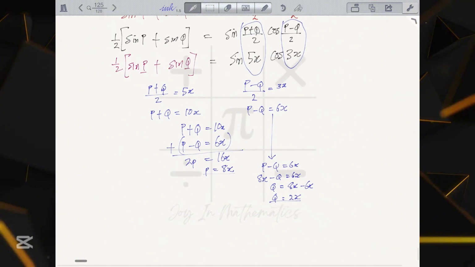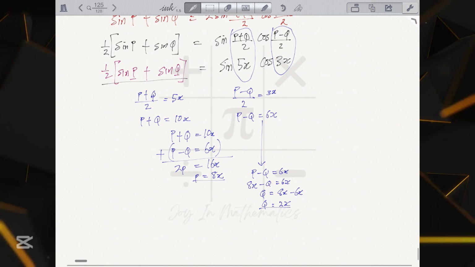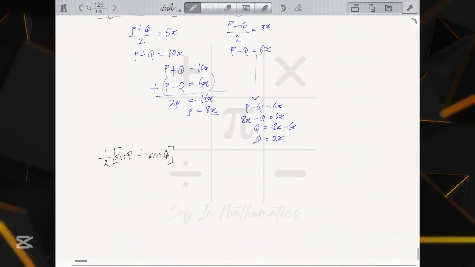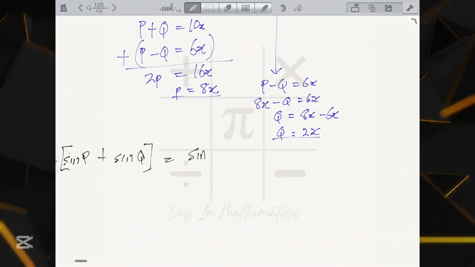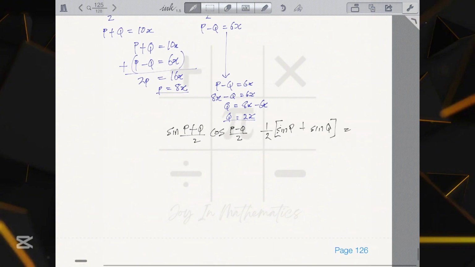And what we are looking for is an expression of the sum. So the sum in this case is 1 over 2 sine P plus sine Q. So let's rewrite the formula that we have here. We have the 1 over 2 sine P plus sine Q is equals to sine P plus Q over 2 cos P minus Q over 2. So for more ease, let's move this to the right hand side so that we'll understand the concepts much better.